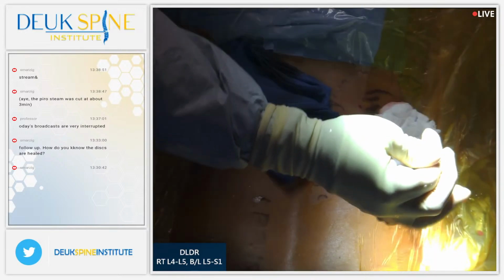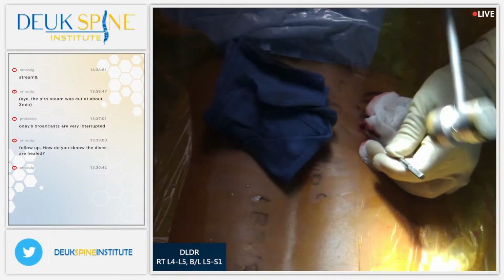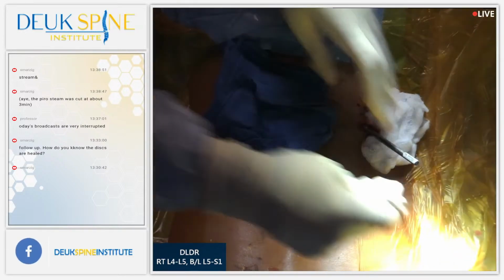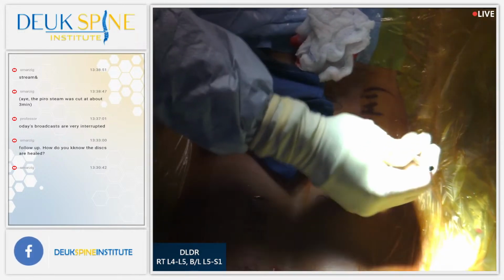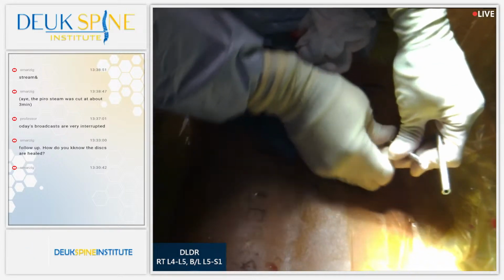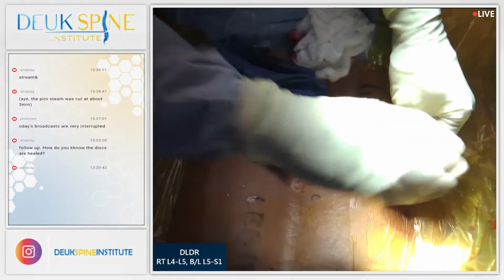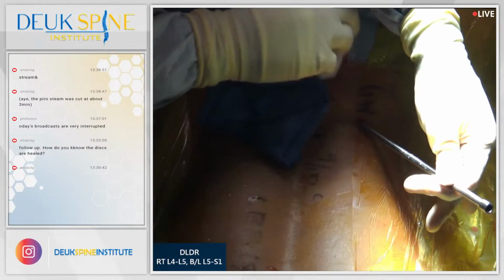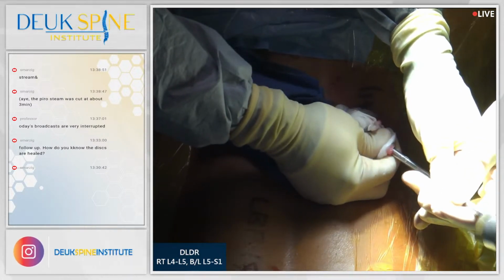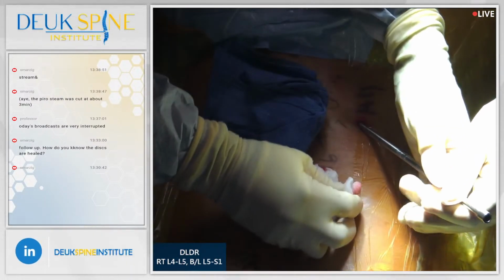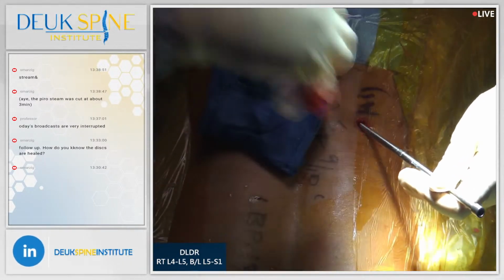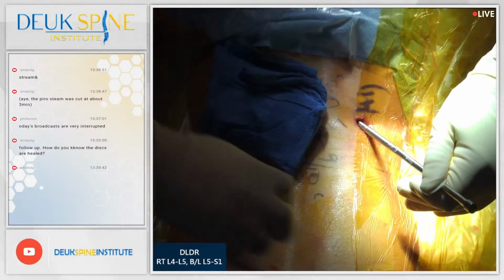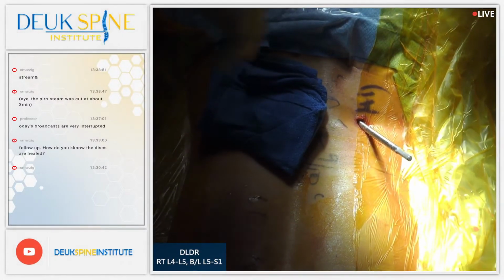Take it out. Welcome back. We're inside the 5-1 disc on the left. We've just finished the right side. Now remember, since we just did the right side, the left side is going to have some blood. You're going to see it because it carries over from the other side. So it won't look exactly the same. That's good.